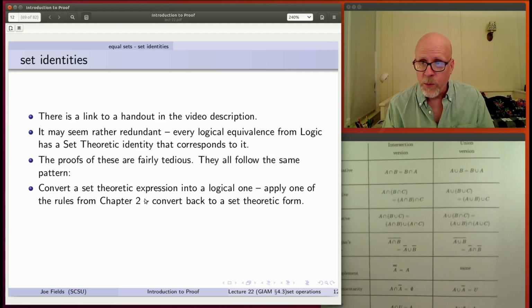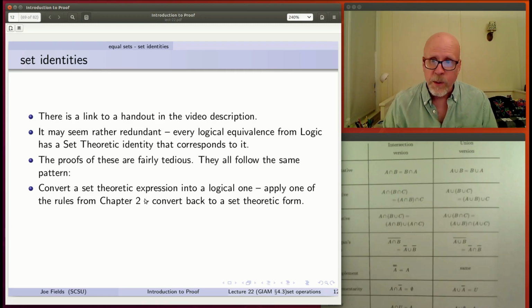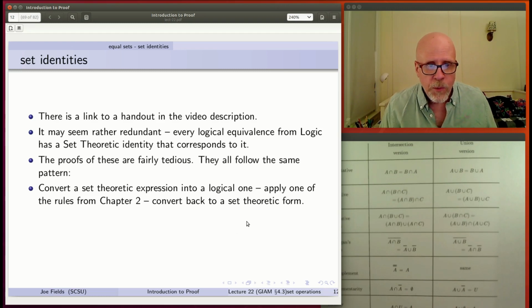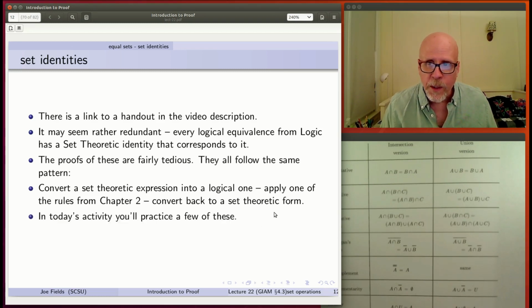Then you apply one of the rules from chapter 2, the logic chapter, and then convert the result back into set theoretic form. So it's just go over to logic, do something we already know how to do, then convert it back to set theory. For instance, commutation in logic allows us to prove commutation in sets. We'll try a couple of those in the activity for today, but it's not really worth doing too many of them because they are tedious, as I say.